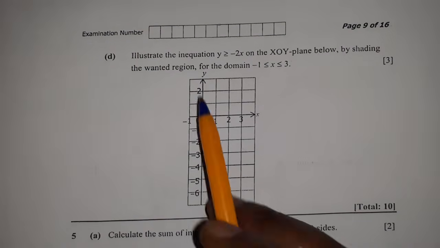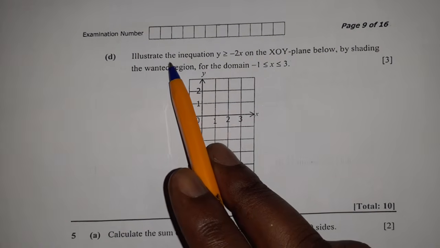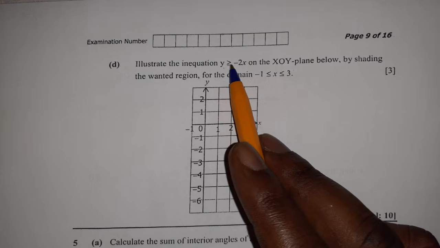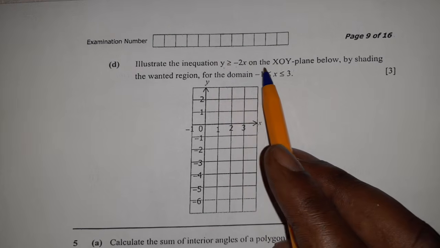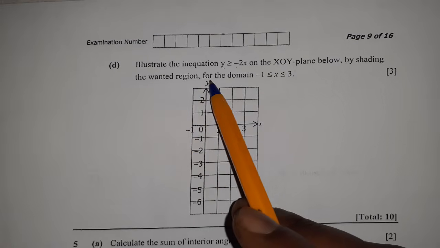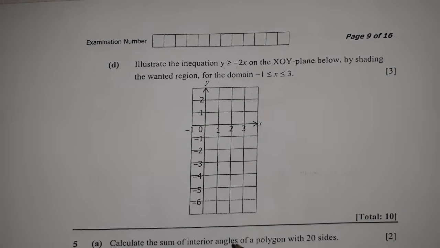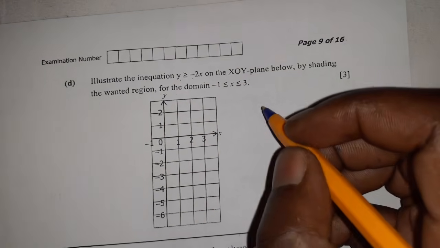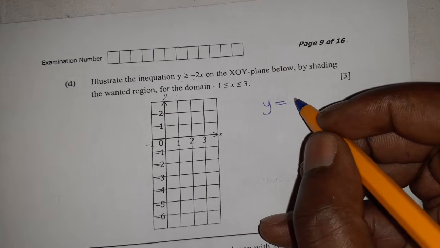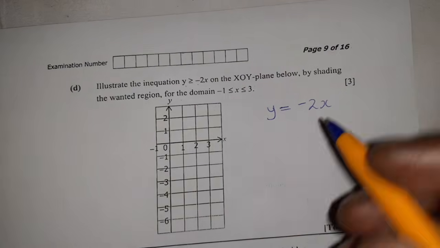Then we have question D. Illustrate the inequality y is greater than or equal to negative 2x on the x-y plane by shading the wanted region for the domain. So if I want to write that as an equation, I'll write it this way.